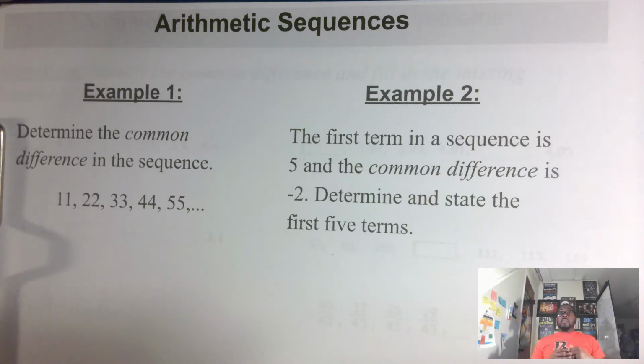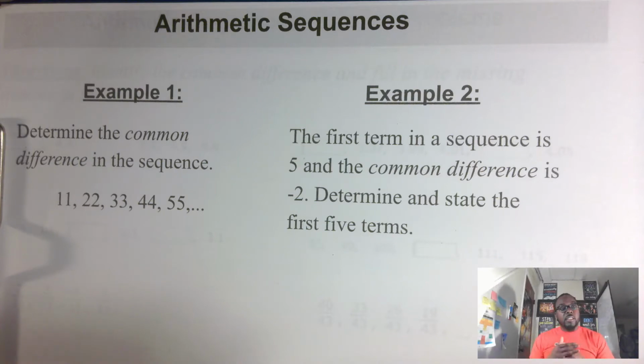So what is an arithmetic sequence? An arithmetic sequence follows a pattern of adding or subtracting a fixed amount from one number to the next. All right. We often refer to this fixed amount as the common difference. So a sequence is a pattern.